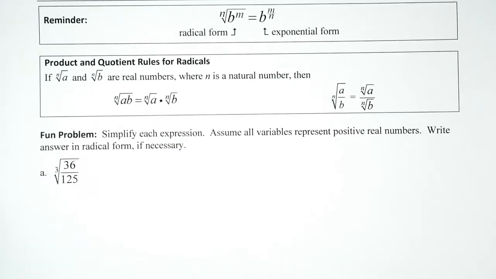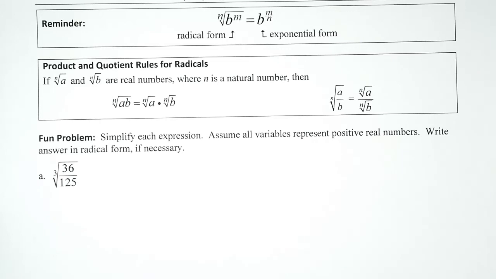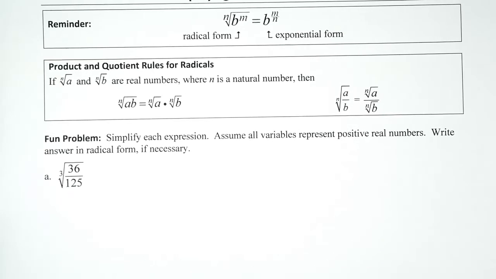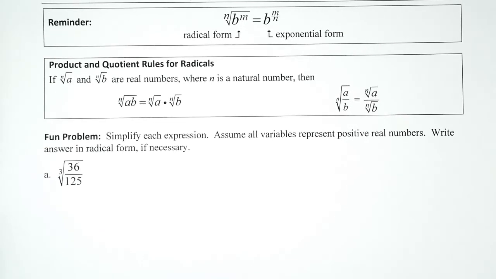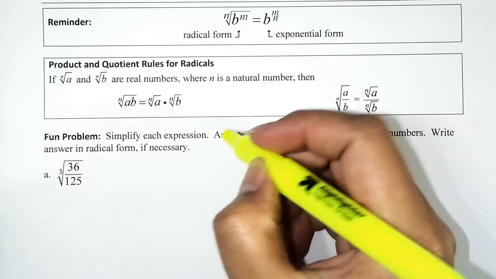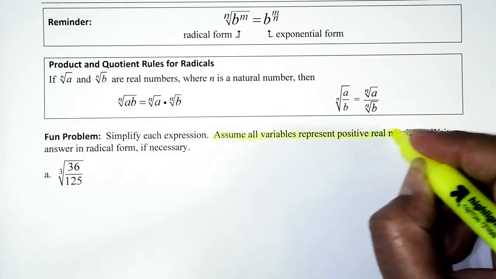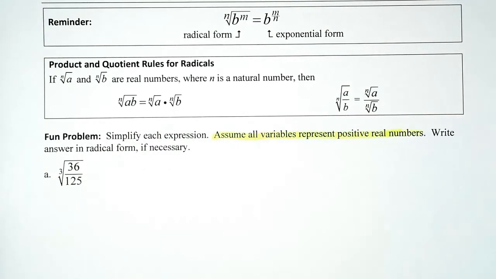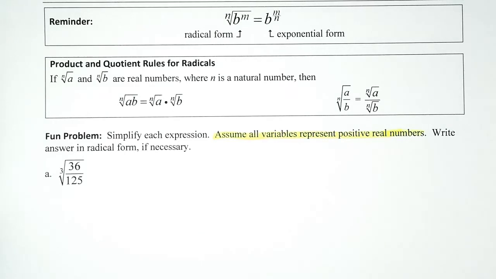So the directions read: simplify each expression, assume all variables represent positive real numbers, write answer in radical form if necessary. Again, I'm going to highlight my favorite disclaimer: assume all variables represent positive real numbers. I love reading that because if we have an even index, we don't have to throw in the absolute value to ensure that the radicand is positive.